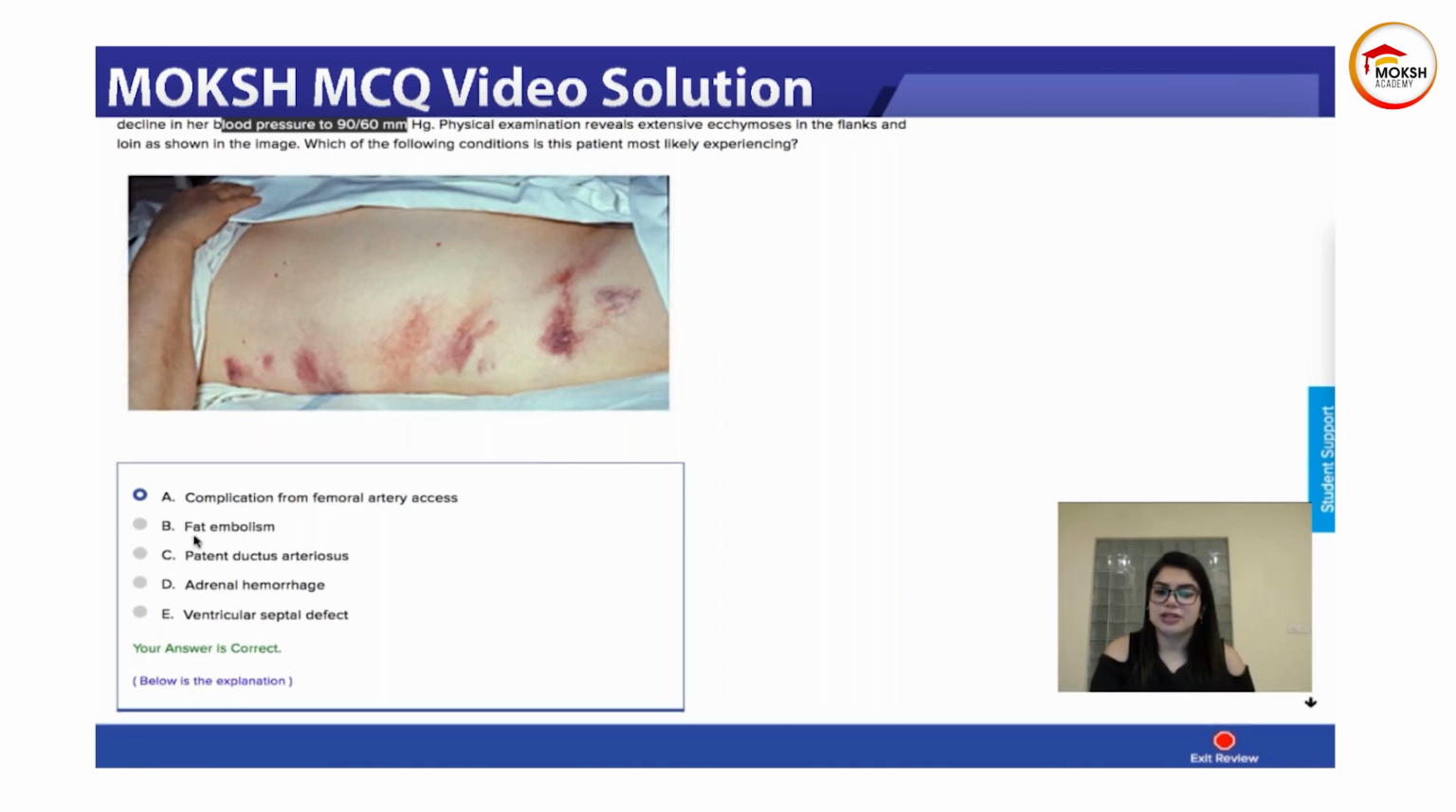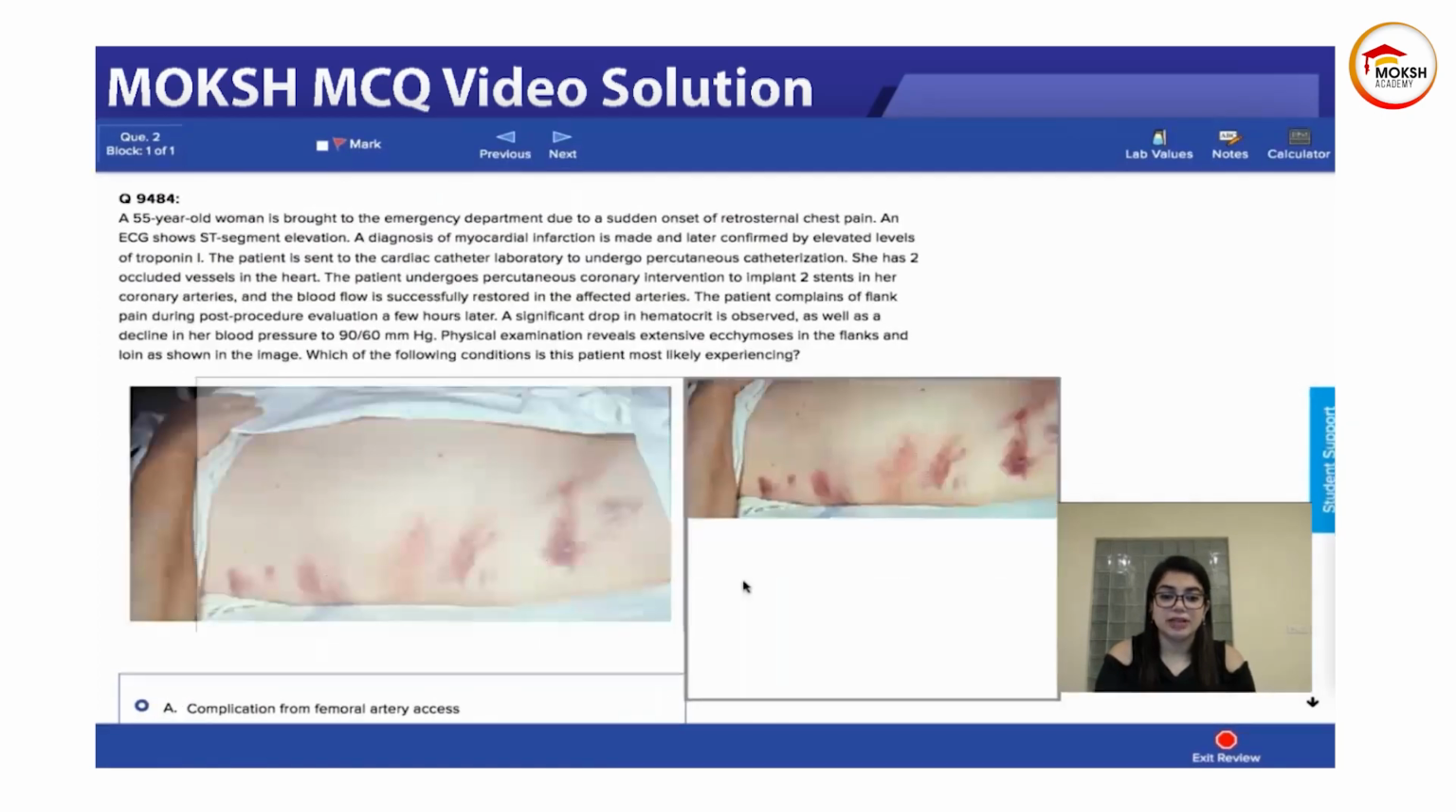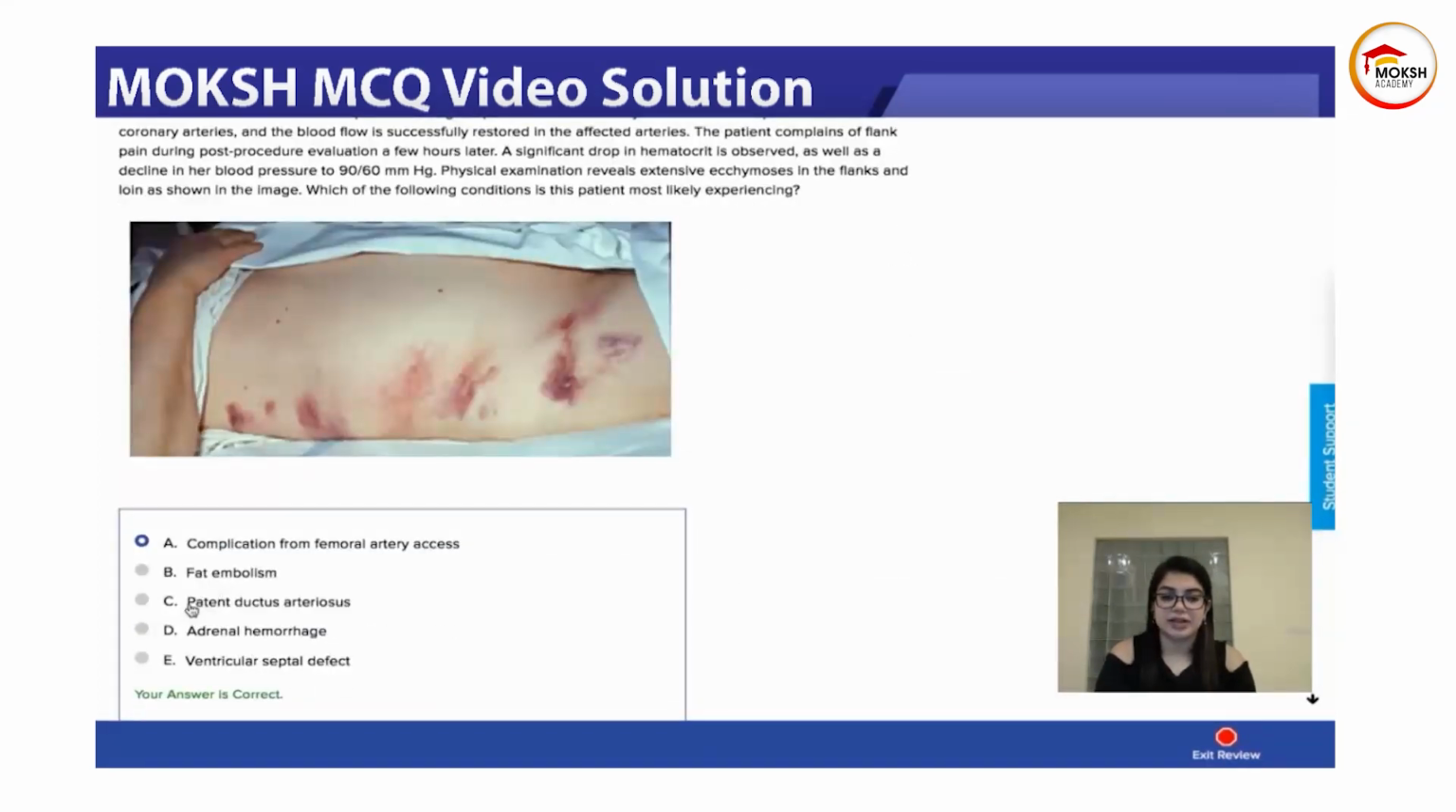How does fat embolism present? So your fat embolism is classically going to present with hypoxemia. So you'll have decreased oxygen saturation, a petechial rash, and neurological symptoms. So these are the three most important findings that you're going to get in case of a fat embolism. Okay. Now tell me, how is a patent ductus arteriosus going to present? Option C. So a continuous machine-like murmur is PDA. So you're going to get it both in systole as well as diastole.